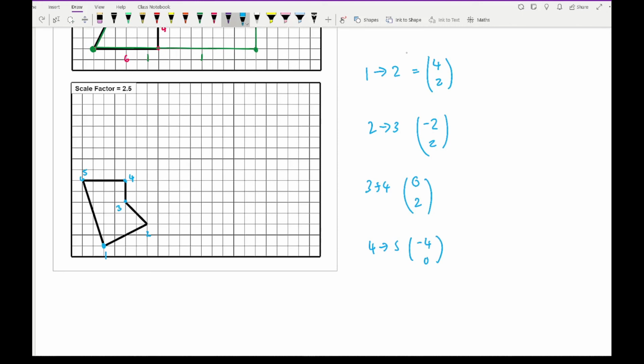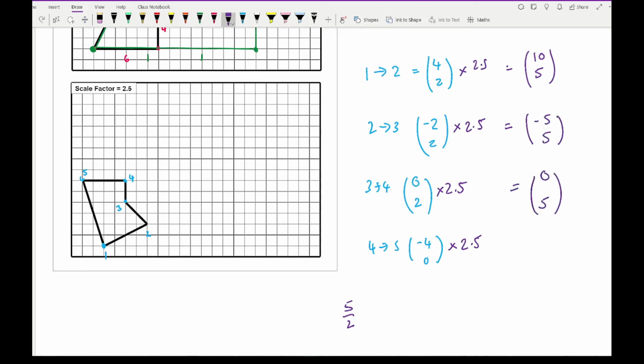So again, I'm going to multiply each of these dimensions by 2.5. Again, you can either use your calculator or you can just use the fraction. So again, it's 5 over 2. So 4 divided by 2 is 2, times 5 is 10. 2 divided by 2, and that's going to be 5. And then here it's going to be minus 5, 5. And it's going to be 0, 5. And here minus 4 divided by 2 is minus 2, times 5 is minus 10, and that's minus 10, 0.